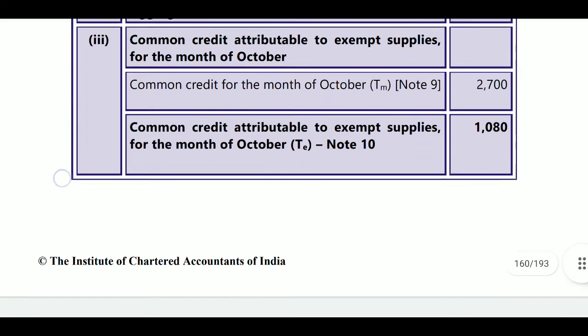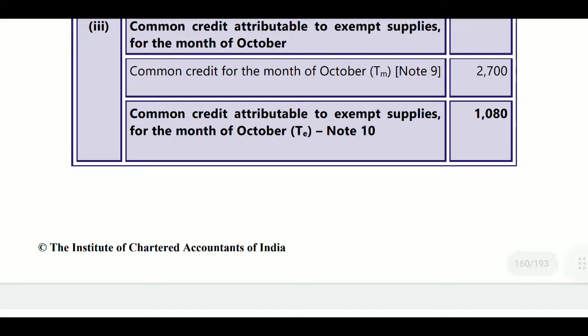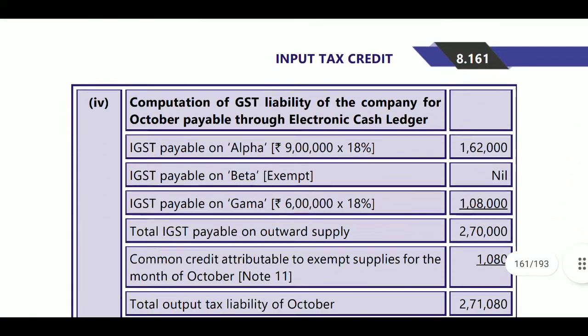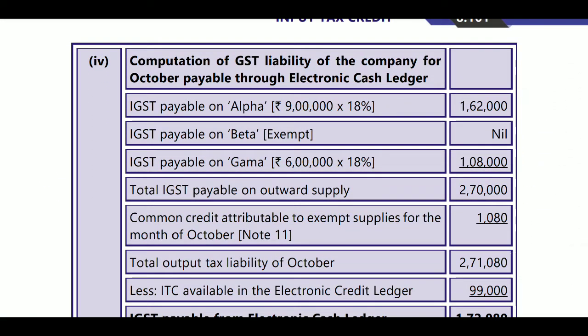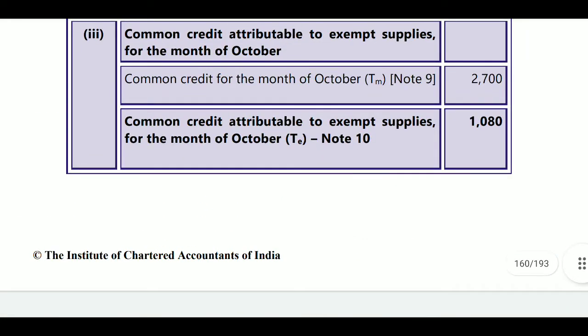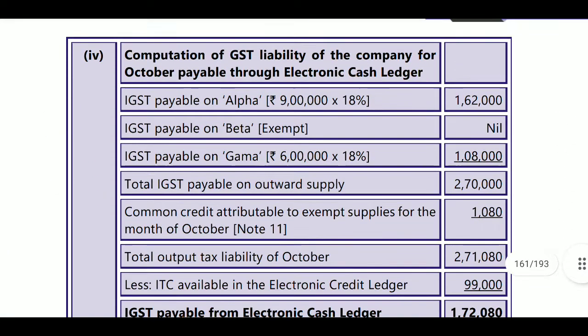Next, common credit attributable to the exempted supplies for the month of October. It will be whatever common credit exists, 2,700, into the exempted turnover divided by total turnover. The exempted turnover is the beta product, 10 lakhs, and total turnover will be 25 lakhs. So 1,080 rupees will be the common credit attributable to exempted supplies. Next, computation of GST liability. This amount will be reduced because it is not allowable. It is a blocked credit.